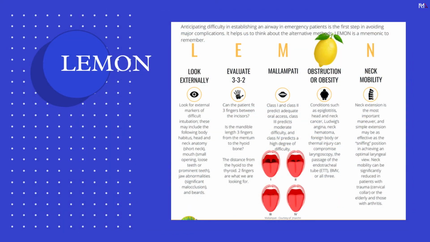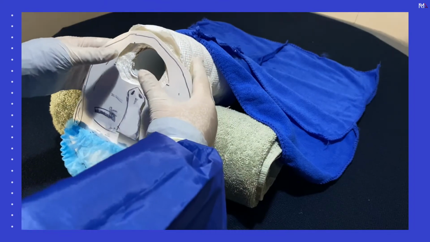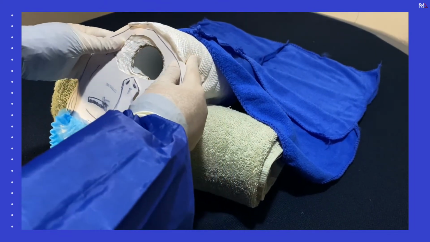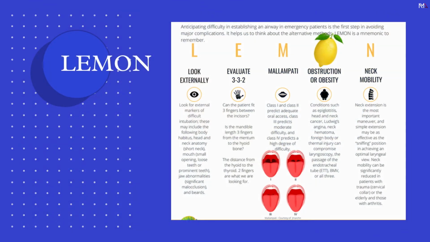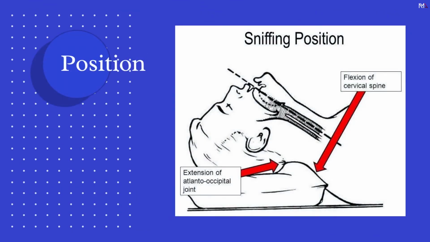Mallampati score is then checked, in which the higher the class, the more difficult the intubation would be. Check for any obstruction such as trauma, hematomas, or tonsillar abscess. Lastly, check for neck mobility if there is any limitation. The proper positioning of the patient is by flexing the neck and extending the head. By putting a towel underneath the head, the sniffing position is achieved.